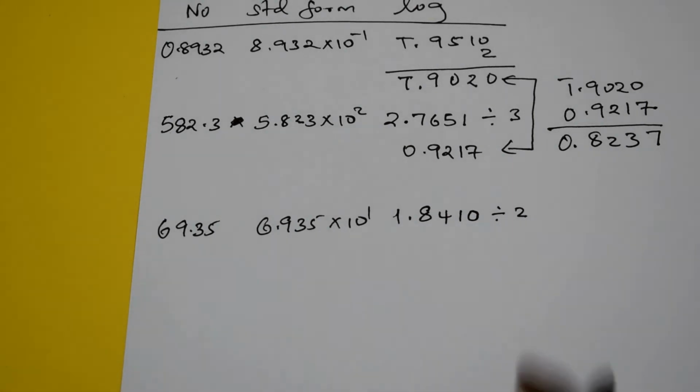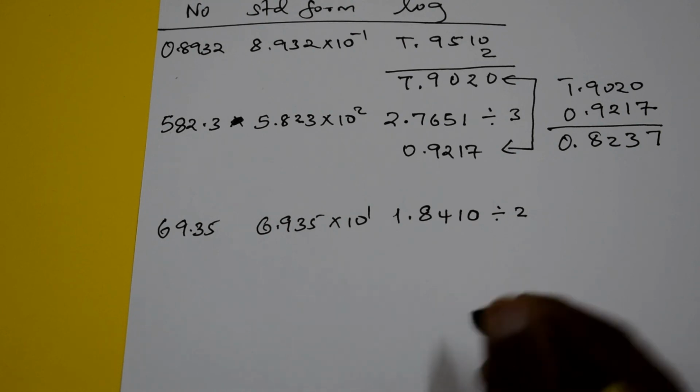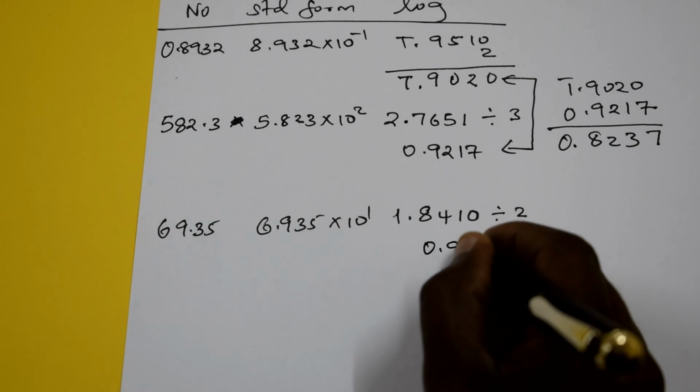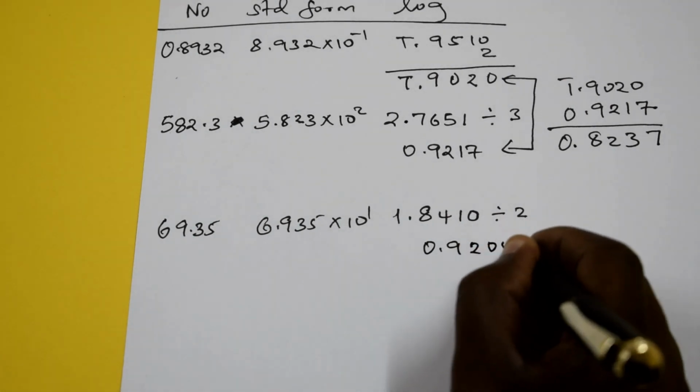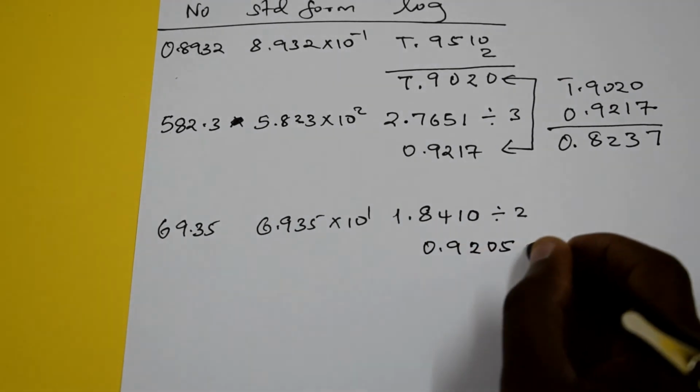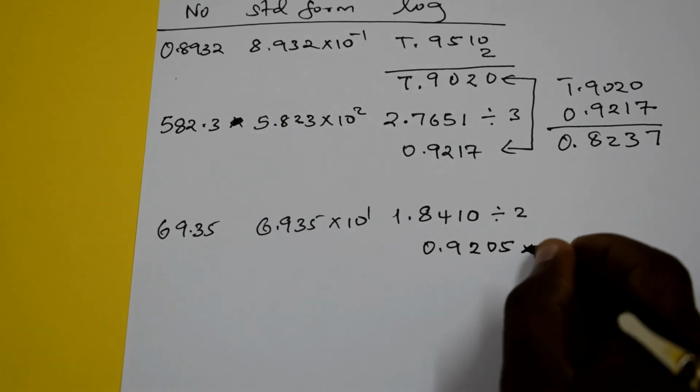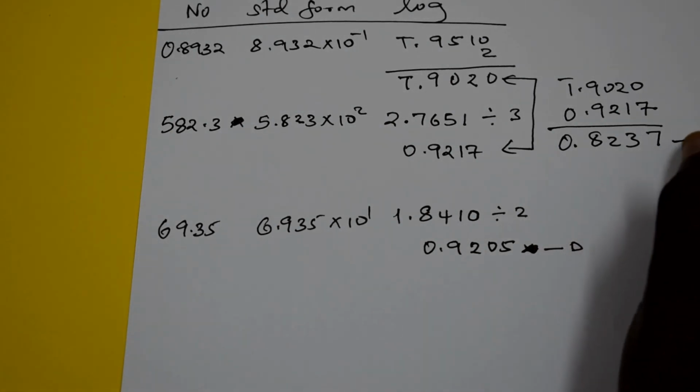So since it's positive, we can just divide directly with the calculator. Both the mantissa and the characteristic are positive, so we can just divide and get 0.9205. So this is what we get in the denominator, and this is what we have for the numerator.